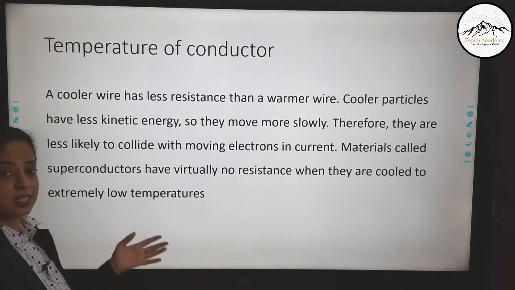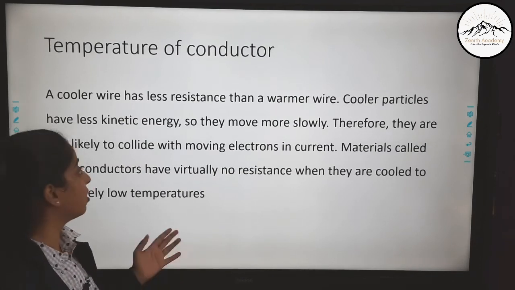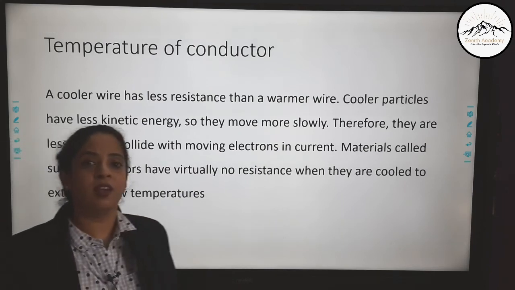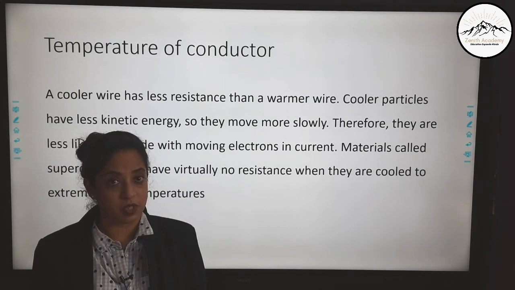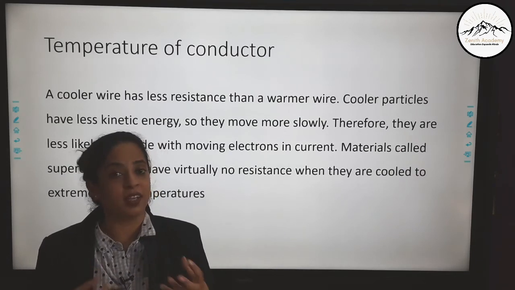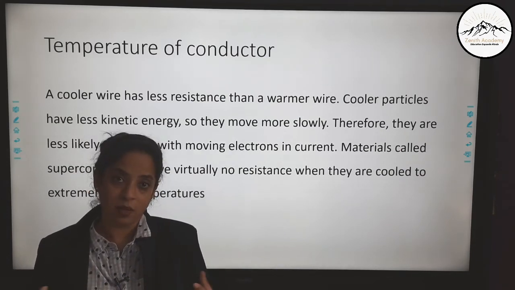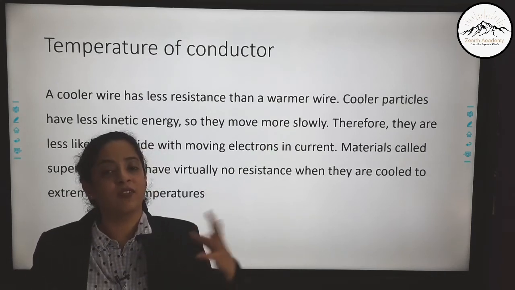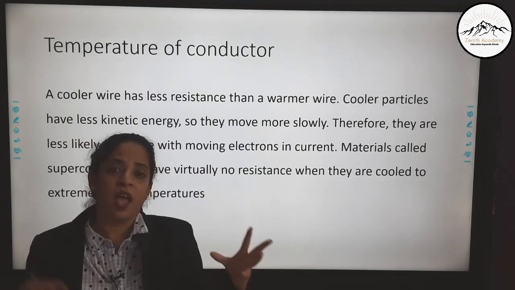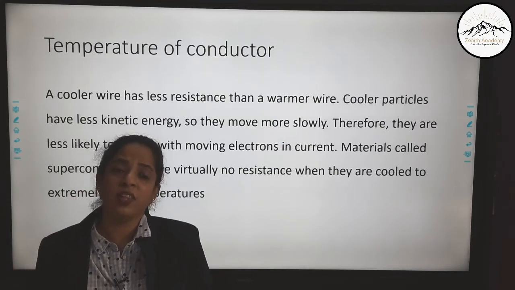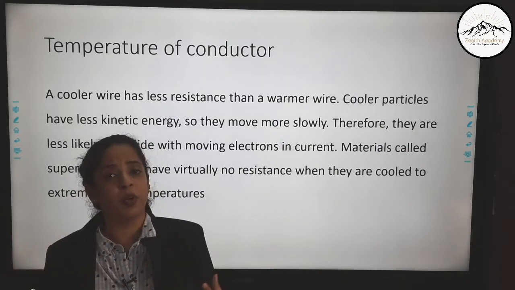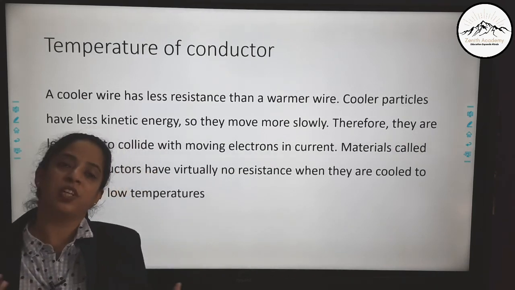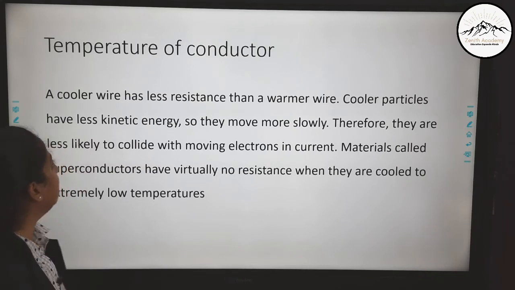Now, the next and the last factor which affects the resistance is the temperature of the conductor. We know that when we increase the temperature of a substance, the kinetic energy of the particles inside the substance will increase because heat is being provided. They gain energy from heat and start jumping and colliding with each other. So when their kinetic energy increases, the number of collisions of the free electrons will also increase. And if the number of collisions increases, the resistance is increasing.